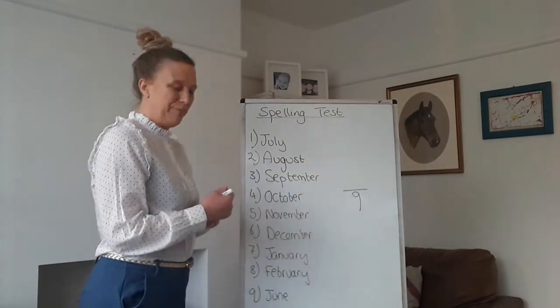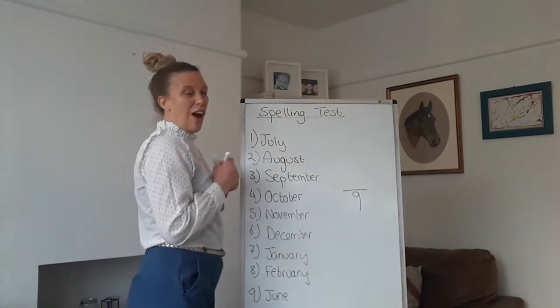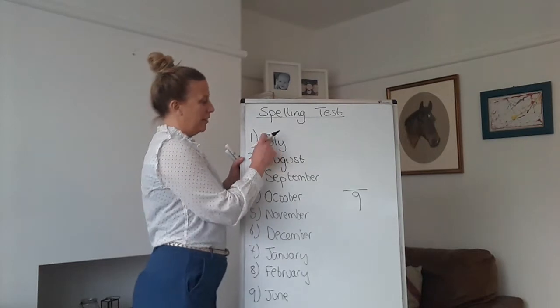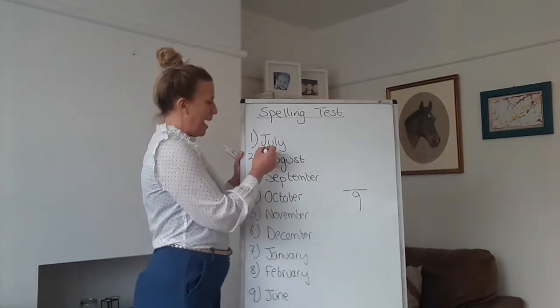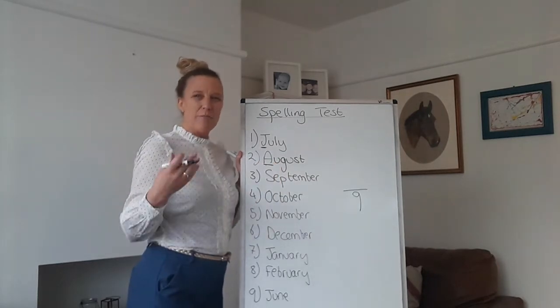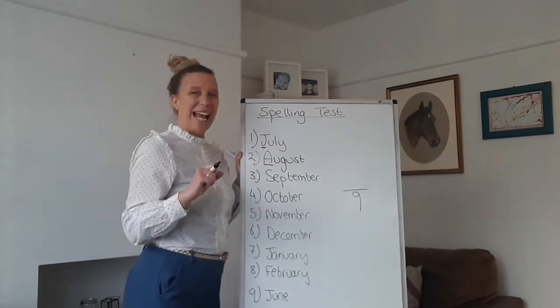June. Okay, so should we have a look how you did? If you need to listen again, pause, go back and listen again if you need to. Otherwise, let's have a look at the answers which are on the board. Number 1 is July. J-U-L-Y, July. Remember capital letters for months, days and months have a capital letter, uppercase letter.